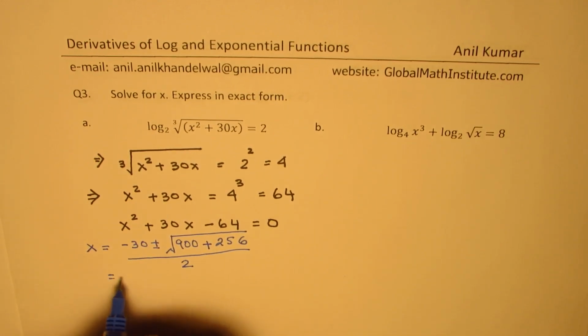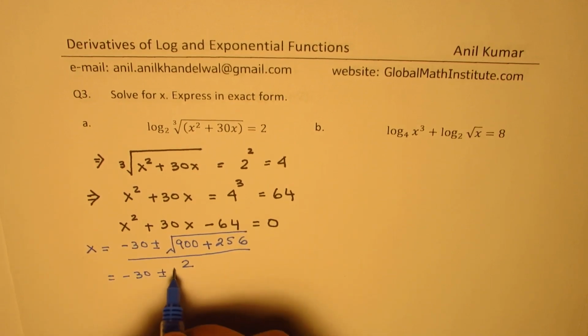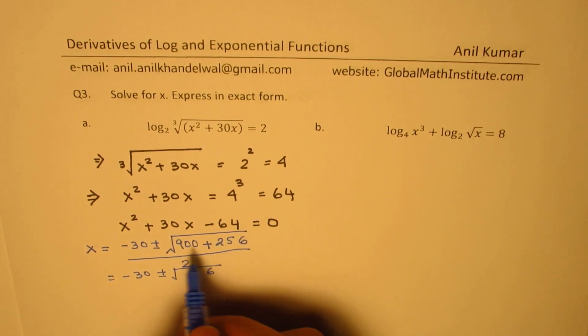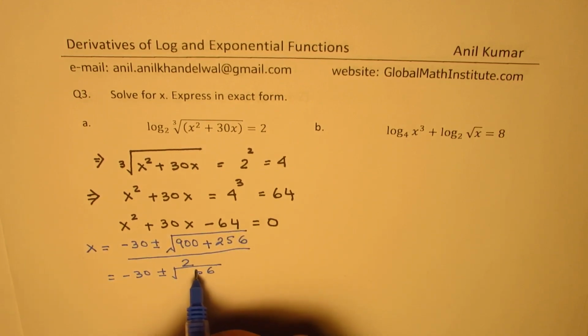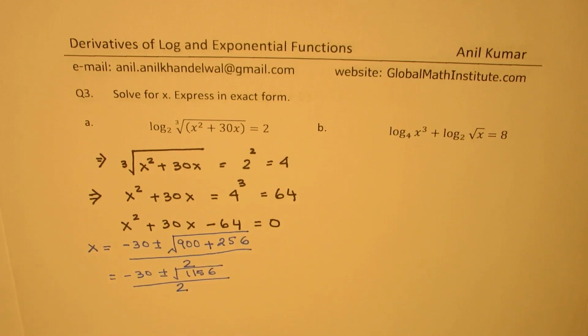So x is equal to minus 30 plus or minus the square root of, I'm just squeezing it in, 6, 5, and 1, 1156, all over 2. Correct? So that's what you get.